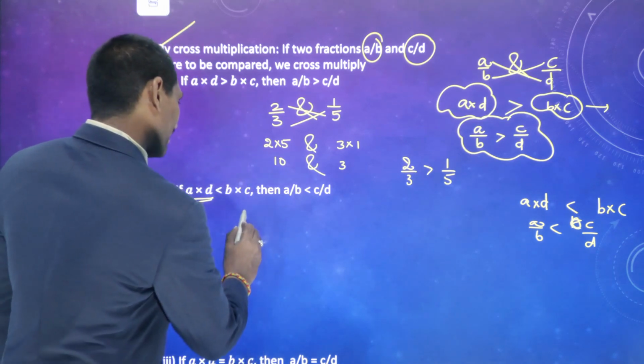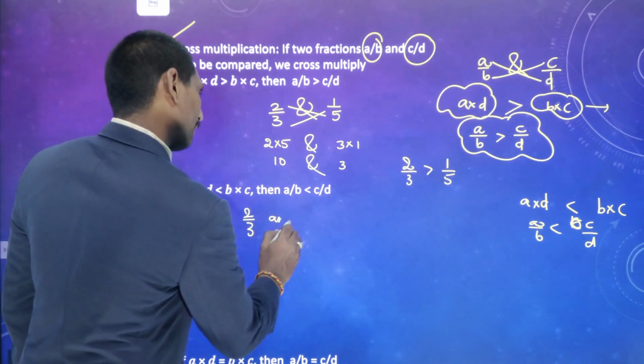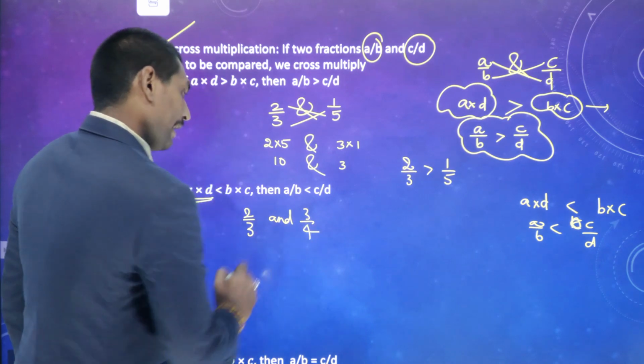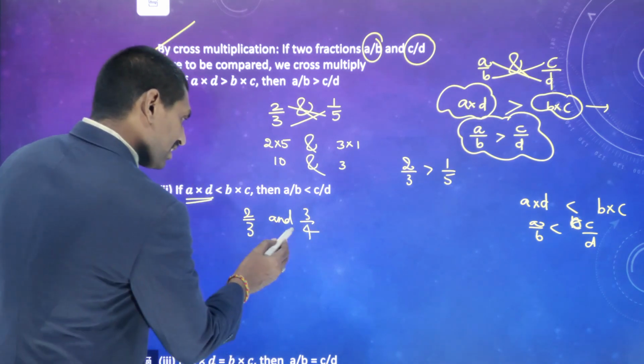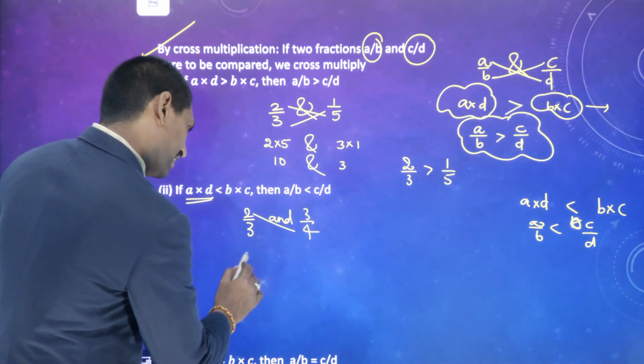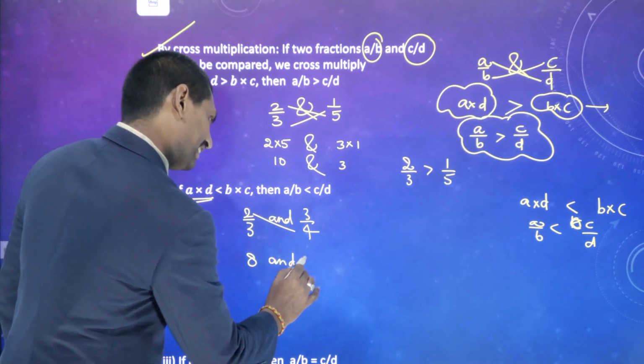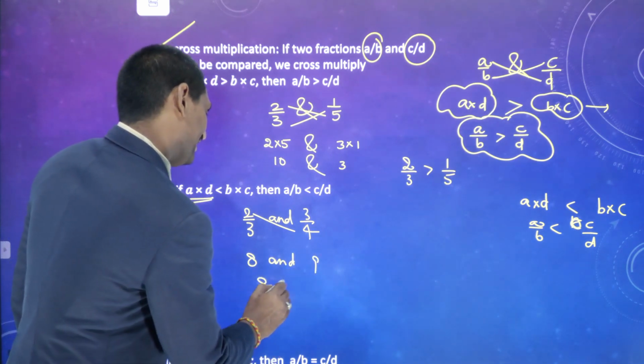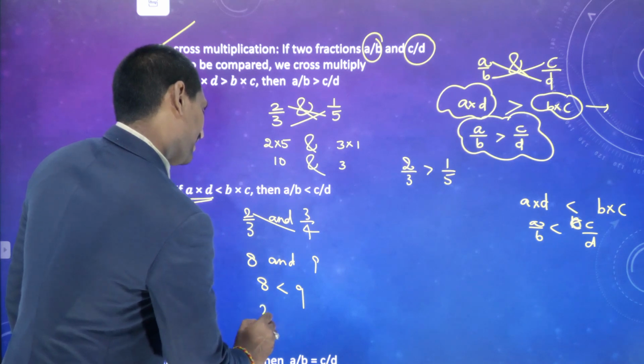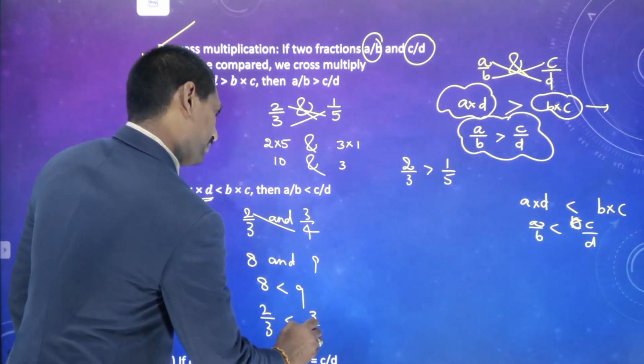Let me take the example 2 by 3 and 3 by 4. Apply the cross multiplication. 2 fours are 8, and 3 threes are 9. So 8 is less than 9, so obviously 2 by 3 is less than 3 by 4.